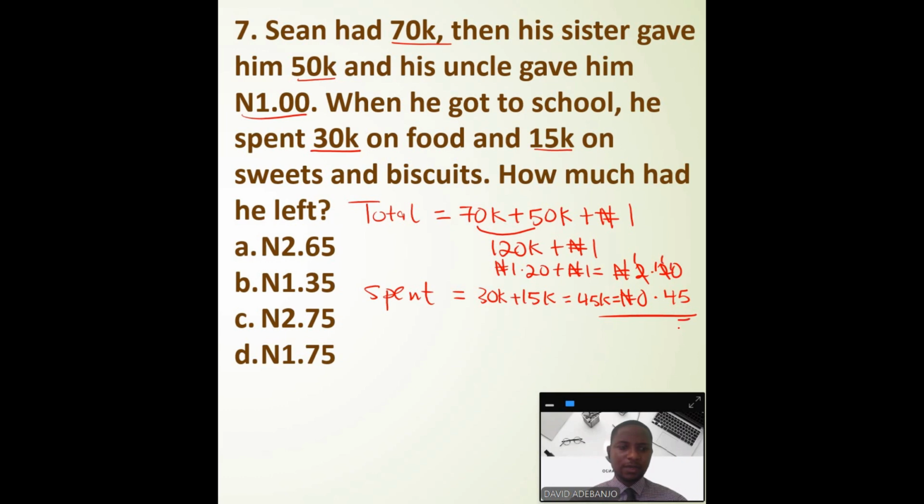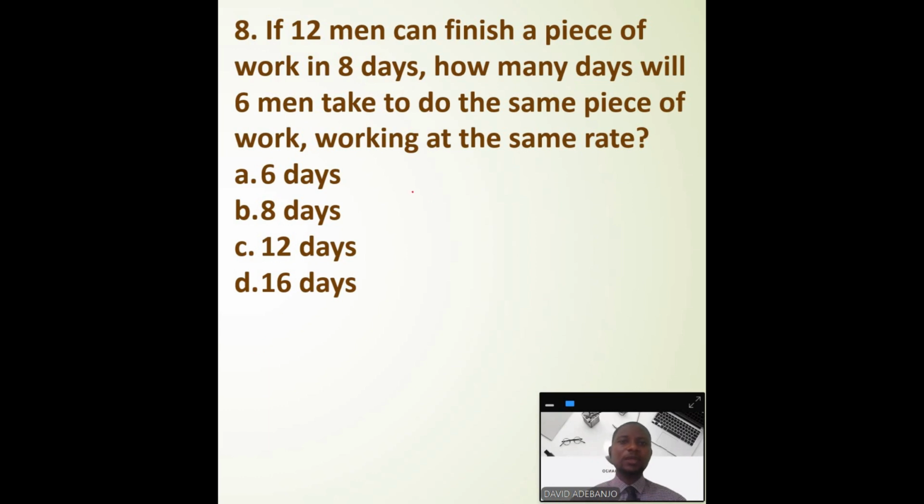And 10 minus 5 will give you 5. 11 minus 4 will give you 7. 1 minus 0 will give you 1. And the answer is 1 naira 75 kobo. So the option is D. Moving on to question 8.